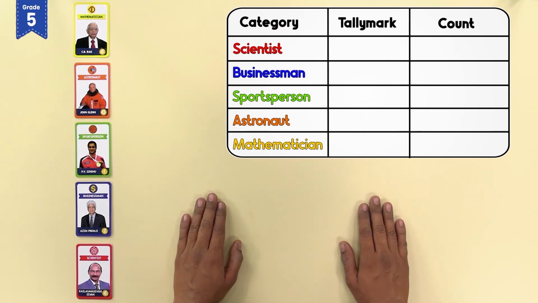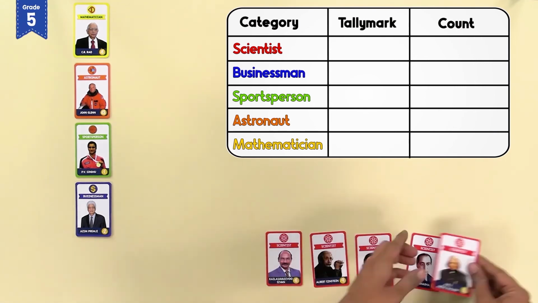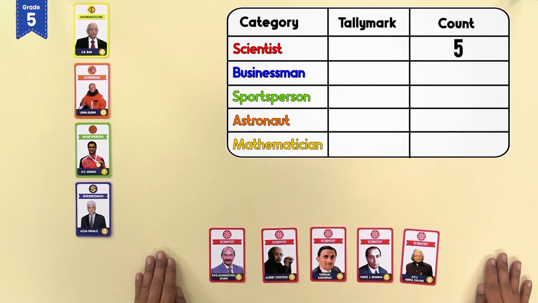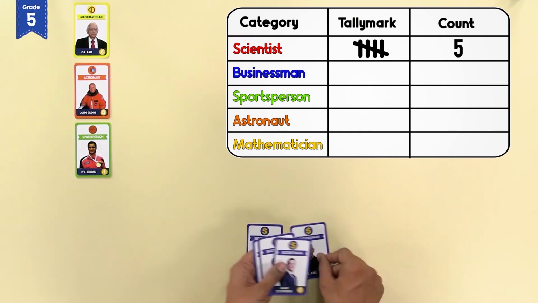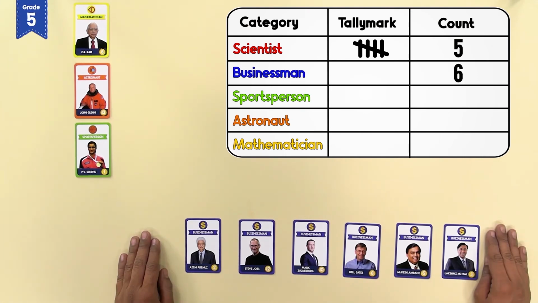Let us see how many cards we have for each category and represent the count using the tally marks. We have 5 cards of the category scientist and the number 5 is represented by 4 vertical lines crossed by a slanted line. We have 6 data cards of the category businessman and the number 6 is represented by the tally mark of 5 followed by 1 vertical line.